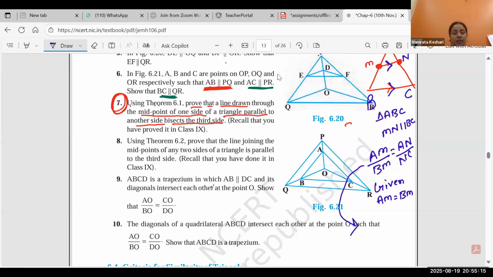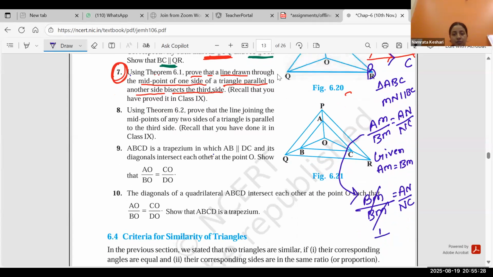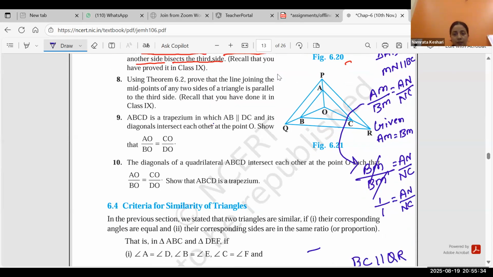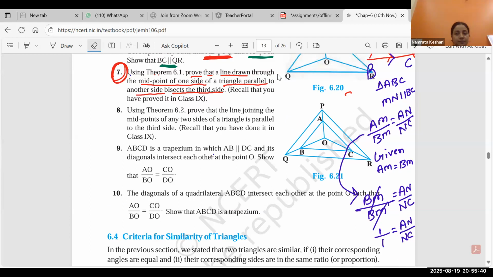Yes, ma'am. In this ratio, AM I can write as BM, okay. AM by BM is equal to AN by NC. Can you see, BM by BM is gone, and we got 1:1, that is, AN by NC. What we had to prove, we have got so easily. Making sense? Yes, ma'am.